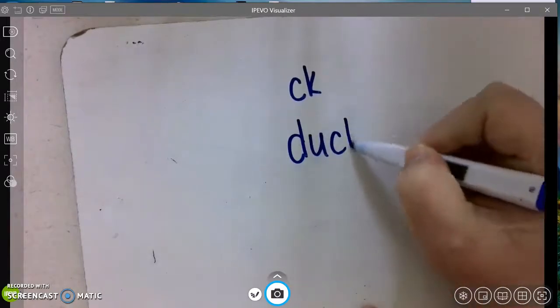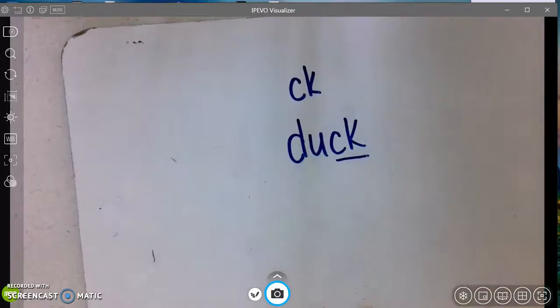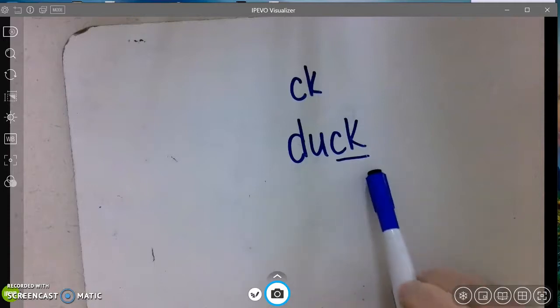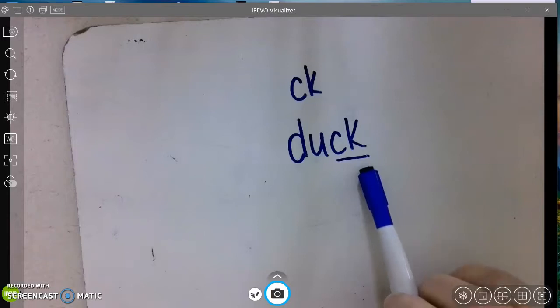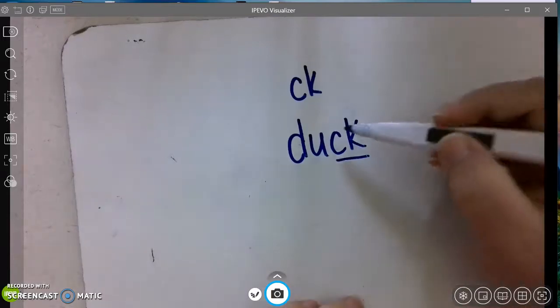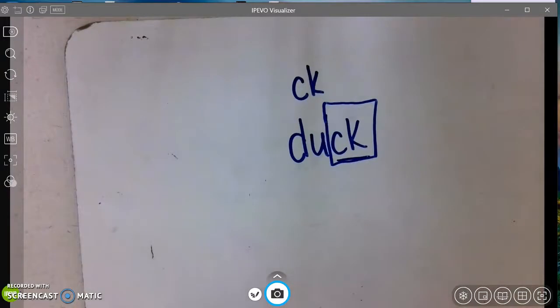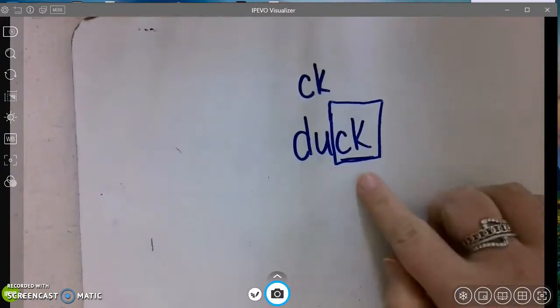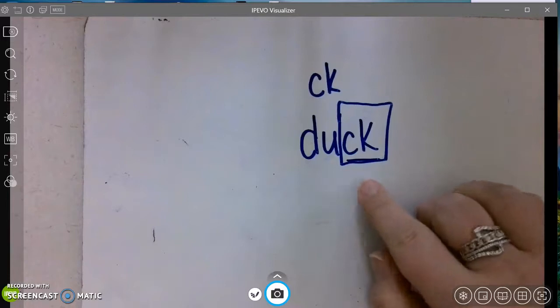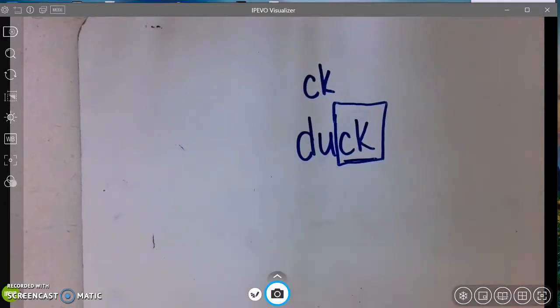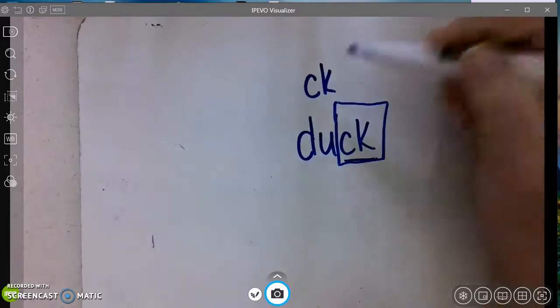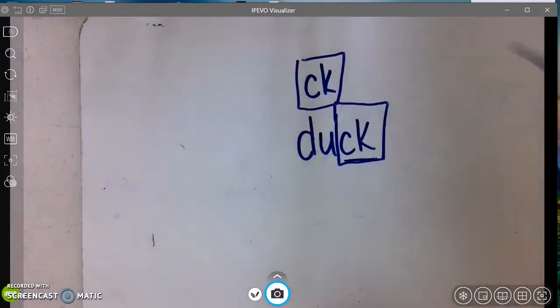When we look at this word, we see CK right here. And if I were trying to sound this out, I don't make the C and the K sounds separately when I sound this word out. They go together and they make a digraph, and it's just one K sound. Okay? So anytime we see CK in a word, it's just one K sound.